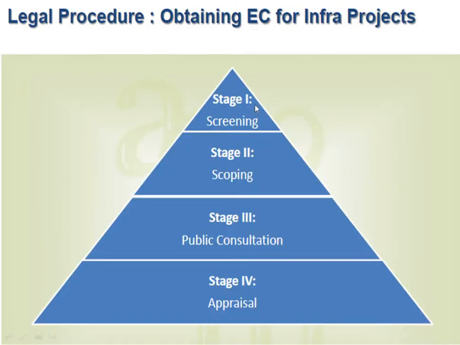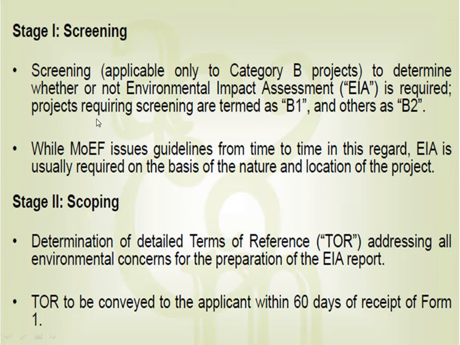Now you can see the procedures for both Category A and B: both have scoping, both have public consultation, both require appraisal. For Category A, stage 1, screening, is applicable to Category B only, not to A. Screening decides whether it can be done or not, so that is for B. A has to be done, it is a must, so screening is not required for it. Screening means deciding to do or not to do. MOEF issues guidelines, so that is not required.